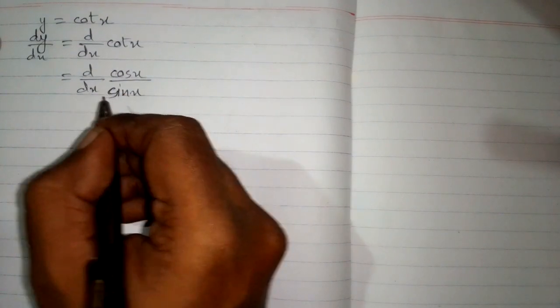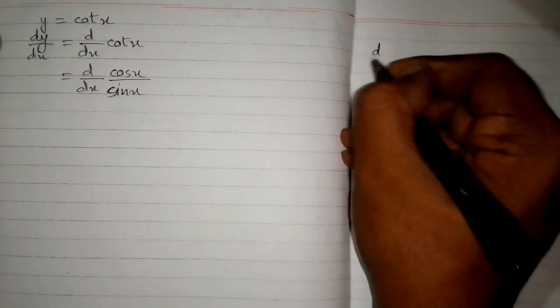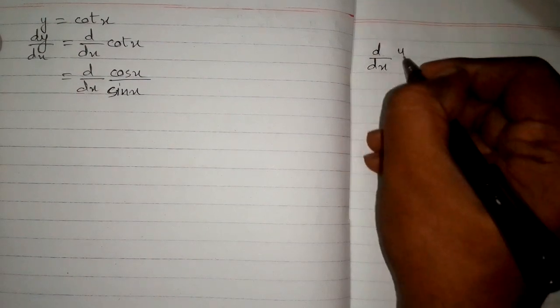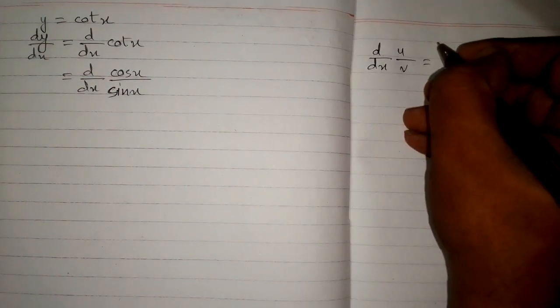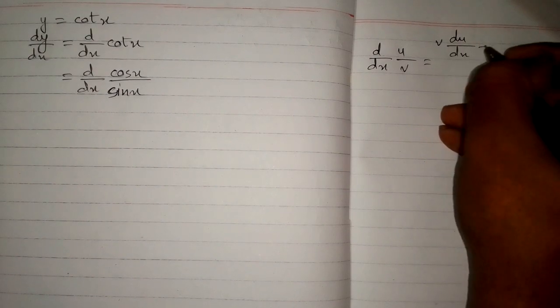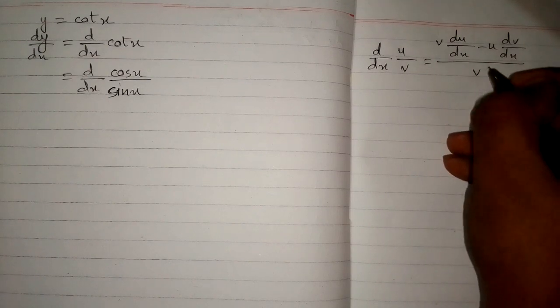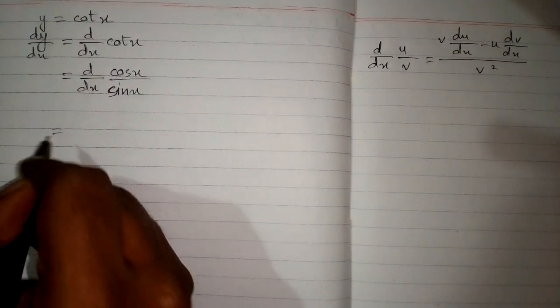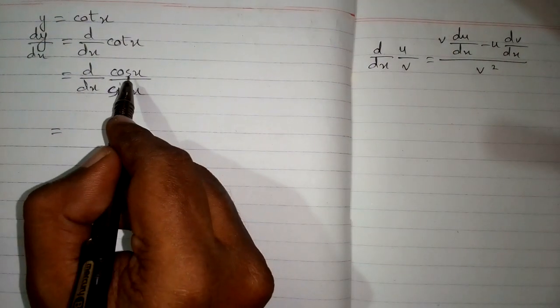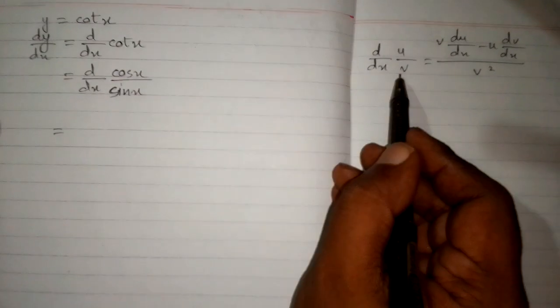And now we have a fraction. So we will apply the quotient rule of differentiation, which is d by dx of u upon v is equal to v times derivative of u minus u times derivative of v upon v square. So here we have cos x in place of u and sin x in place of v.